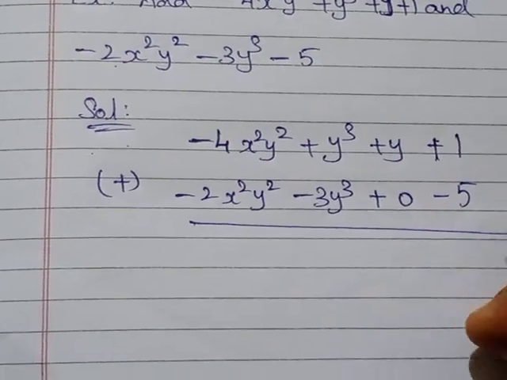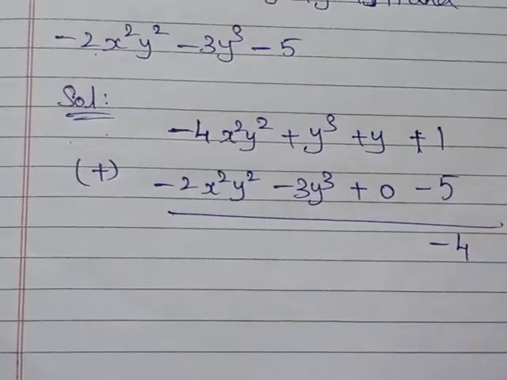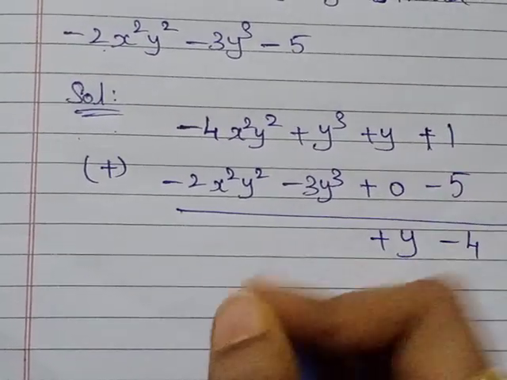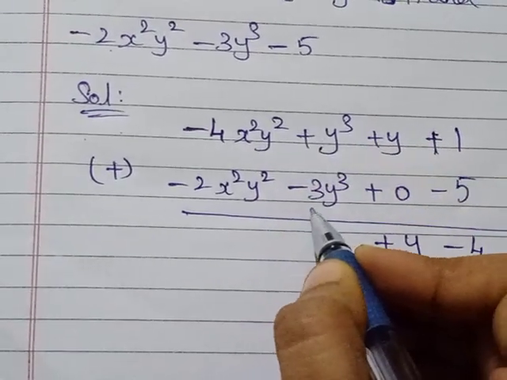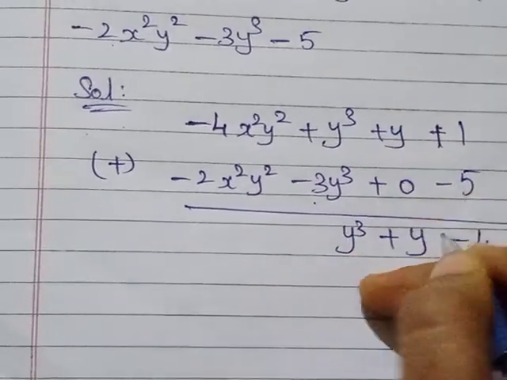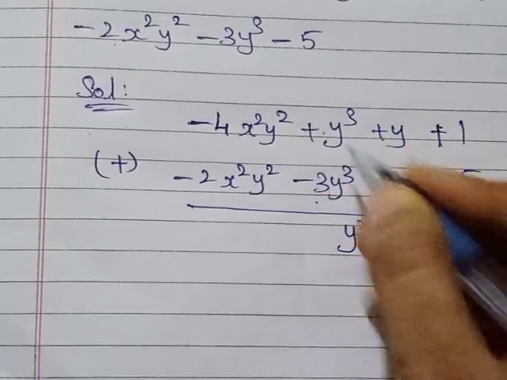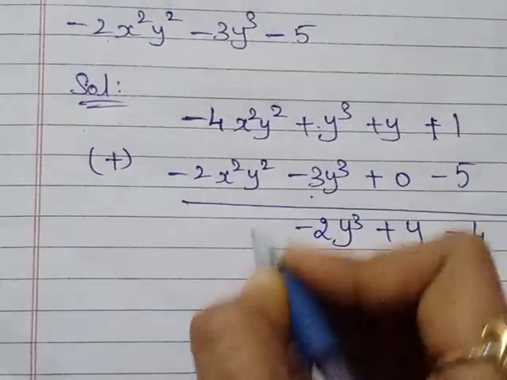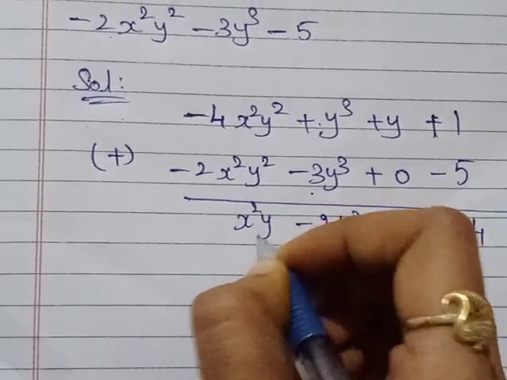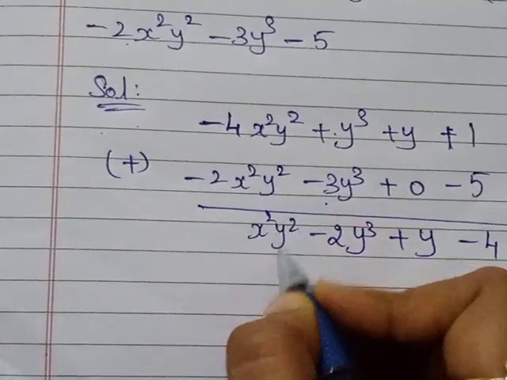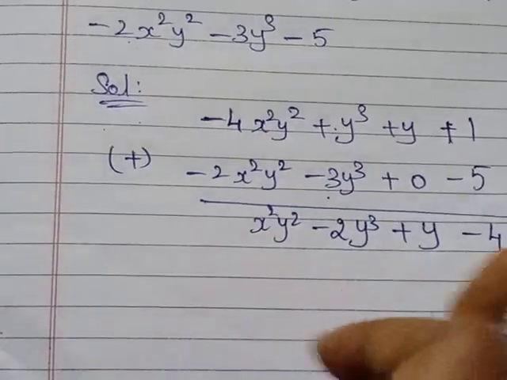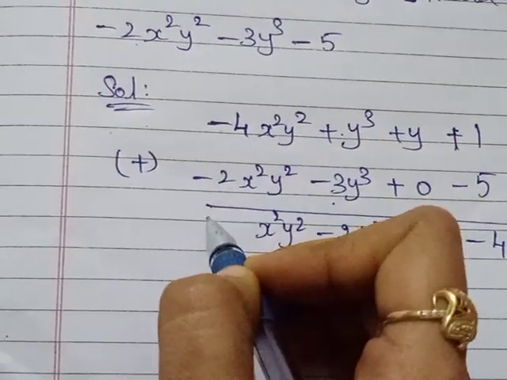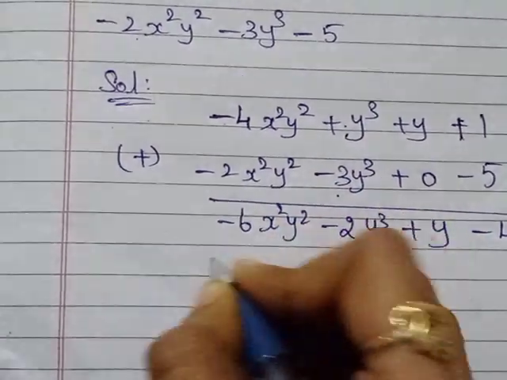Positive 1, negative 5, that is negative 4 plus y. Positive 1, negative 3, y cube as it is y cube. Positive 1, negative 3, that is negative 2. Here x squared y squared, they are like terms. So x squared y squared as it is x squared y squared. Negative 4, negative 2, that is negative 6 is the answer.